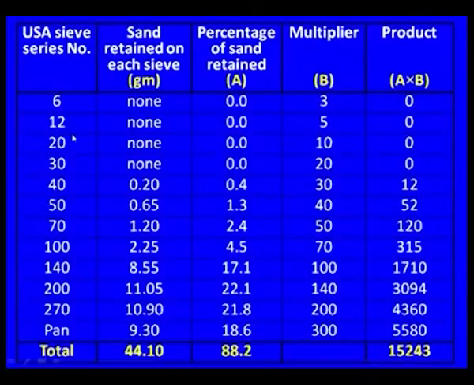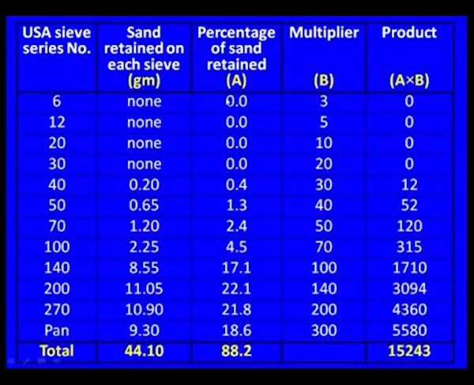Now this is the given data. These are the AFS sieve numbers, and these are the sand amounts collected in different grain sieves. In the first 4 sieves no sand is collected, and these are the sands collected in different sieves. Now this is the percentage of the sand retained.